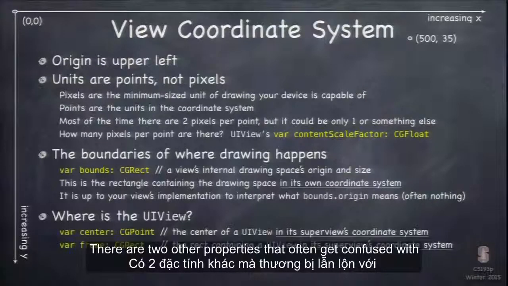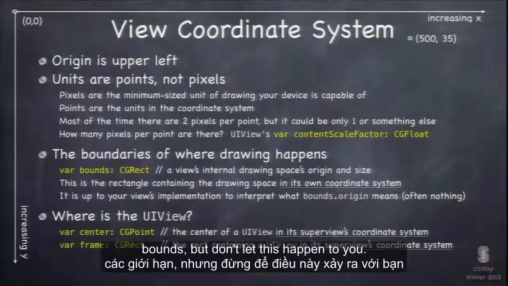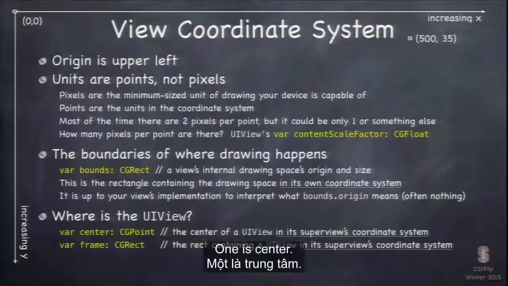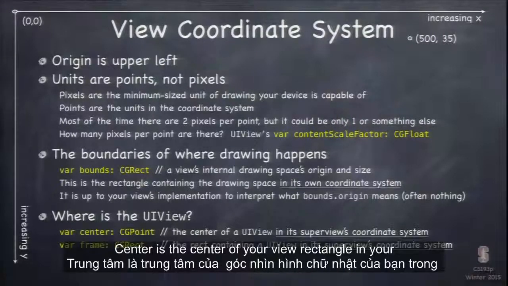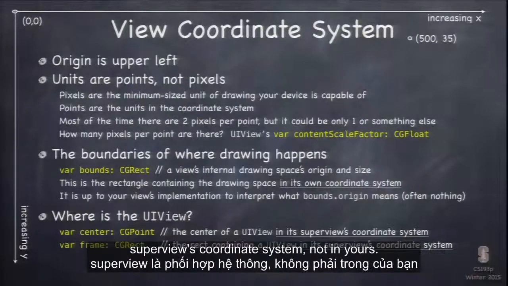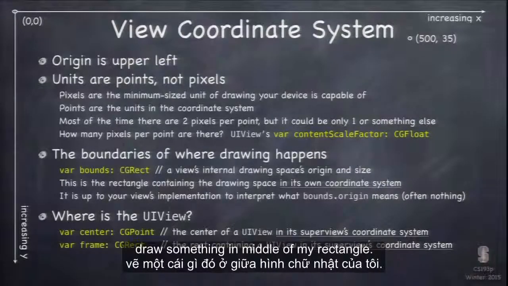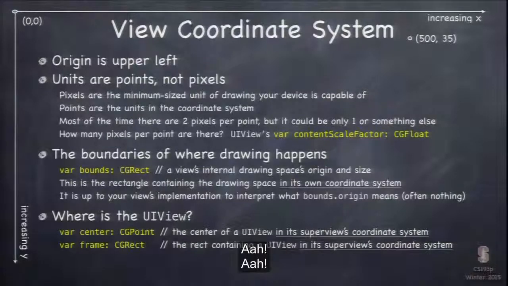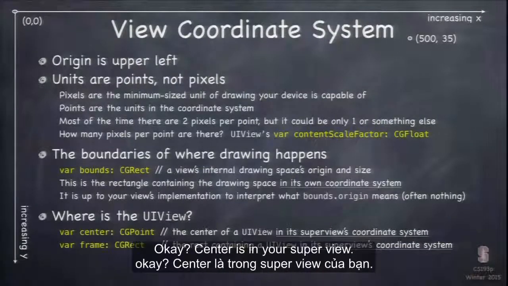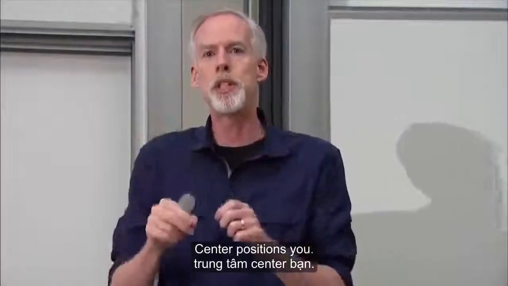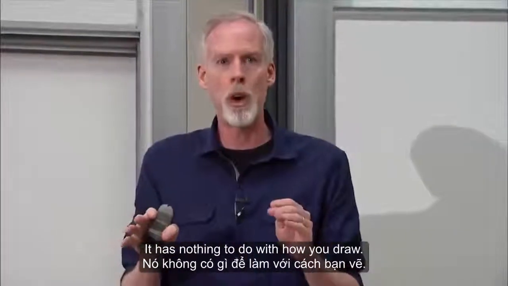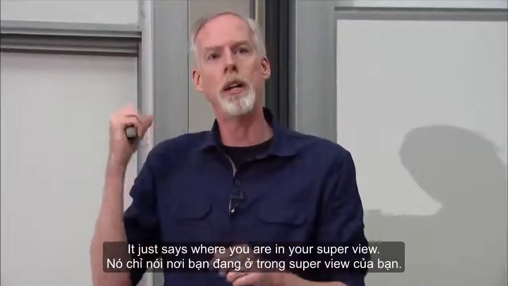There are 2 other properties that often get confused with bounds, but don't let this happen to you. One is center. Center is the center of your view rectangle in your super view's coordinate system, not in yours. So if you write code that says, oh, I'm going to start drawing something in the middle of my rectangle, I'll get center. That's wrong, okay? Center is in your super view's. Center positions you. It has nothing to do with how you draw. It just says where you are in your super view.